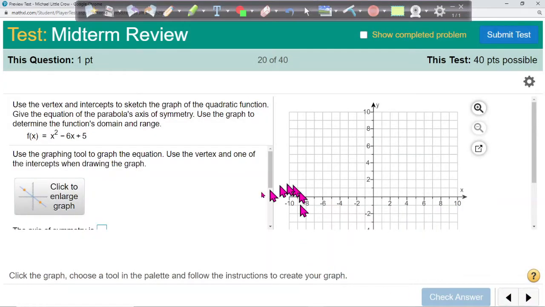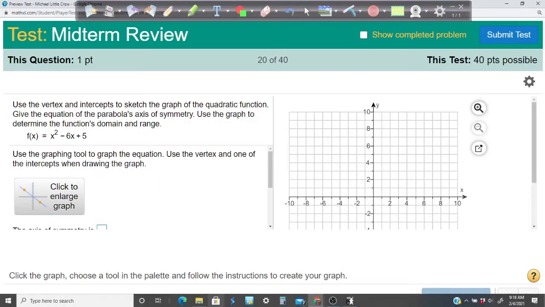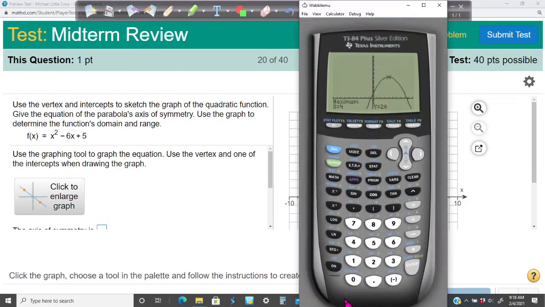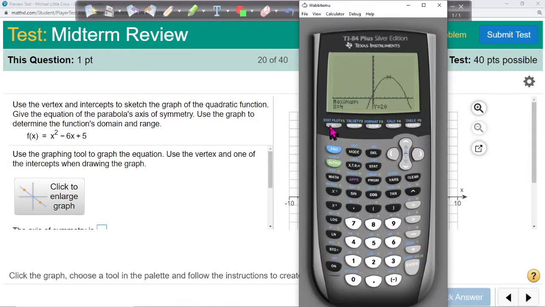Okay, question 20 now. So use the vertex and intercepts to sketch the graph of the quadratic function given. Okay, and then do its domain and range. Again, we could go through the same process, but this is where I just say, using the technology, we have it, let's use it. It's going to be faster and more accurate.